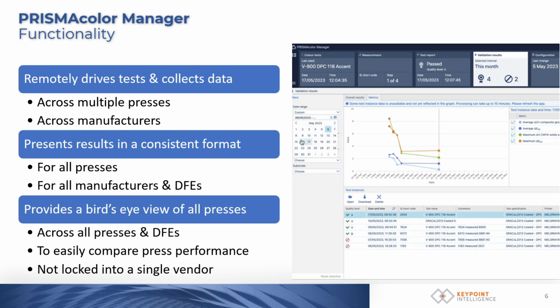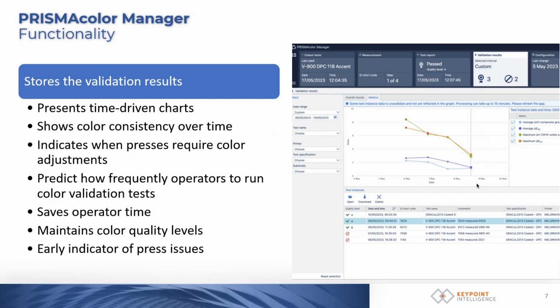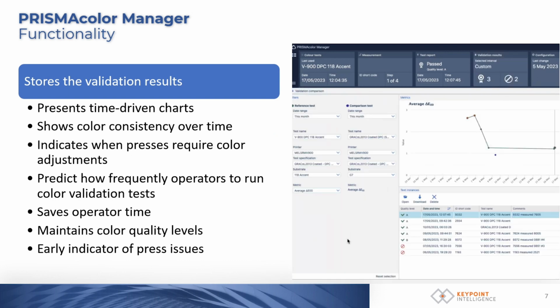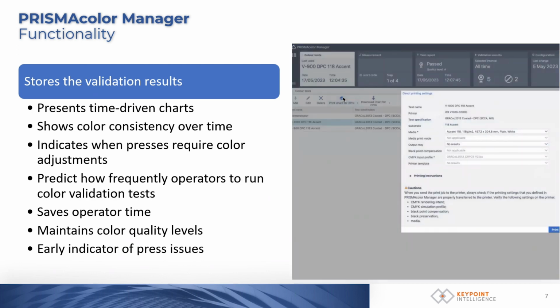PRISMAcolor Manager also stores the validation results from all these presses and presents them in time-driven charts. This lets color managers see how press color consistency varies over time and determine when presses require color adjustments. PSPs can also use PRISMAcolor Manager to predict how frequently operators should run color validation tests, which saves operator time while maintaining color quality levels. And beyond reducing unnecessary press calibrations, this can also be an early indicator of print quality changing over time.